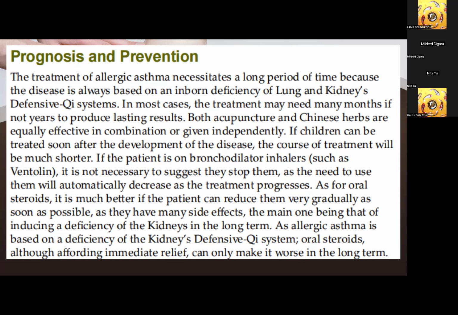As for oral steroids, it is much better if the patient can reduce them very gradually as soon as possible, as they have many side effects. Maraming side effects ng steroids. The main one being that of inducing a deficiency of kidneys in the long term. Okay? As allergic asthma is based on deficiency of kidneys defensive system, oral steroids, although affording immediate relief, can only make it worse in the long term. So remember po ninyo yan. Okay?